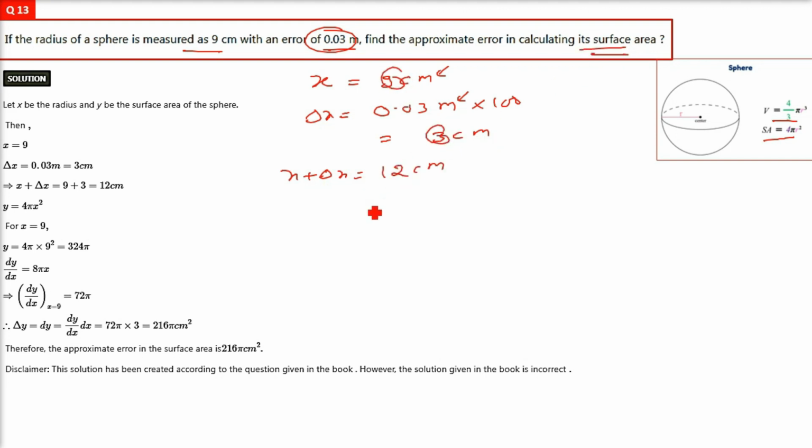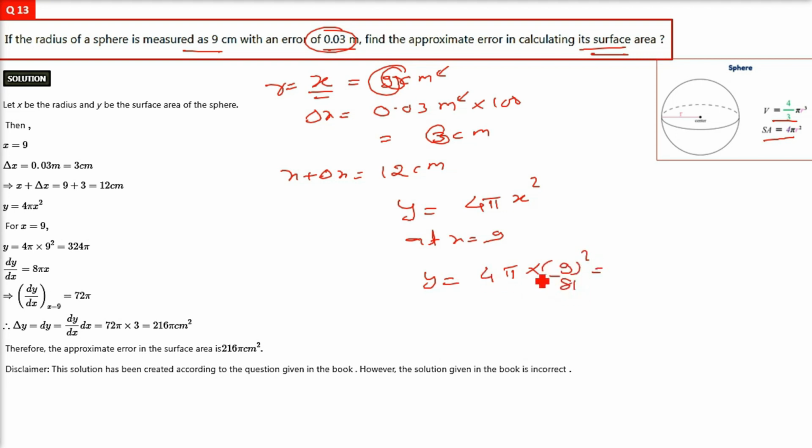So surface area is what? We are not calling it surface area, we'll call it y. y is 4 pi. We have taken the radius as x, so it will be 4 pi x square. First we'll find out the value at x equals 9. So at x equals 9, y will be 4 pi into 9 square. So 9 square is 81, 81 into 4 is 324, so 324 pi it will be.